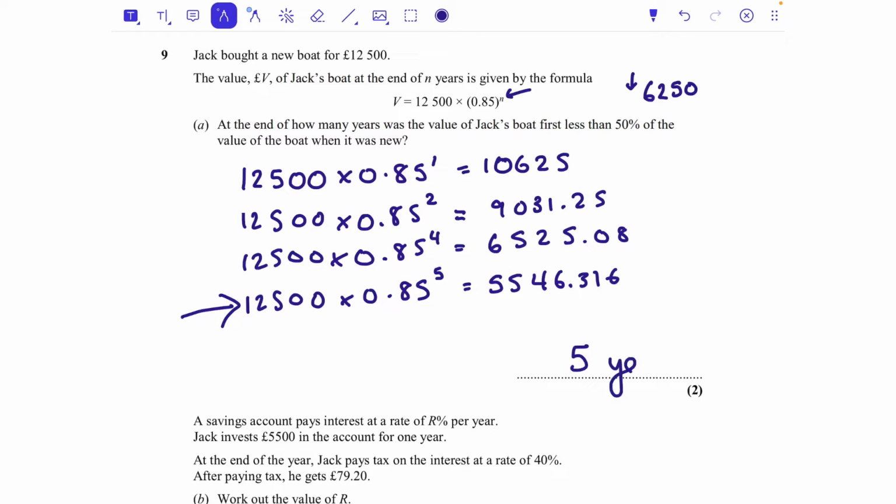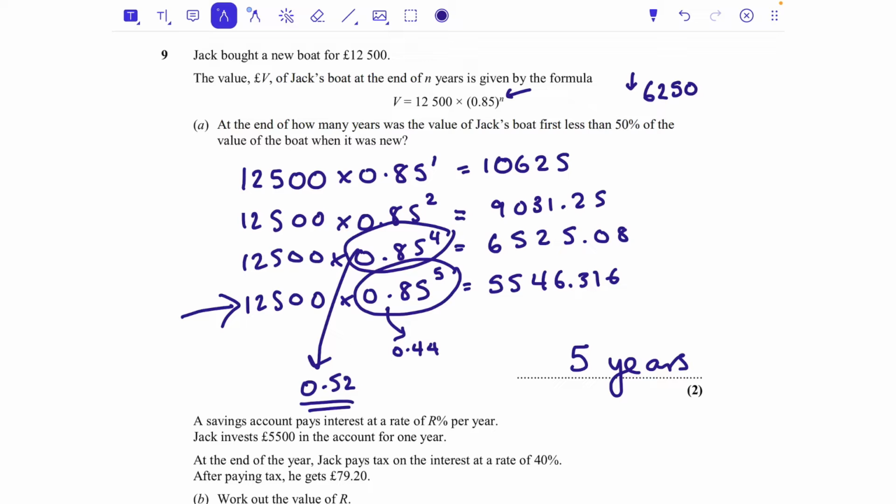Now there is a slightly quicker way, and that is by looking at just the multiplier. This would be the first multiplier that was less than 0.5. So if you do 0.85 to the power of 5, it is 0.44. So that was why it went under half, whereas 0.85 to the power of 4, that was 0.52, so that would have kept it still above half. So you can just look at the multiplier bit if you want to know what the effect is going to be.